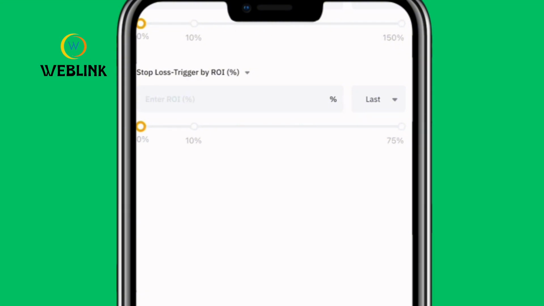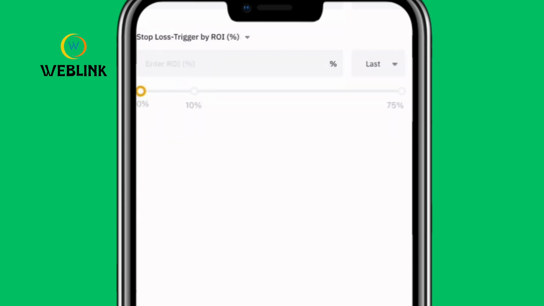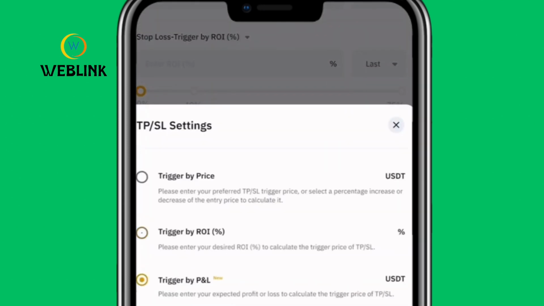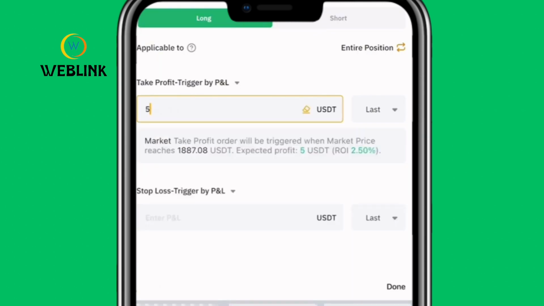Now, the next one is take profit trigger by P and L right here. So you come here, tap on it, and change it for stop loss also, and tap on it. What this means is how much are you willing to make or lose for this trade. So let's say for this trade, I want to make 50 USDT. If that's what I want to make. So you see right here, your expected take profit will be 1,929 USDT, and you'll be making 25% profit.